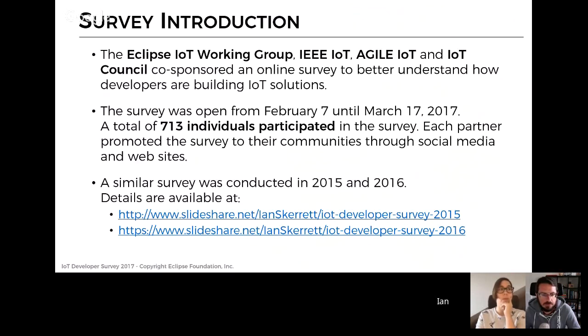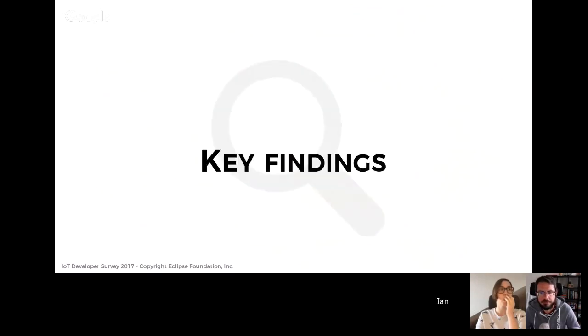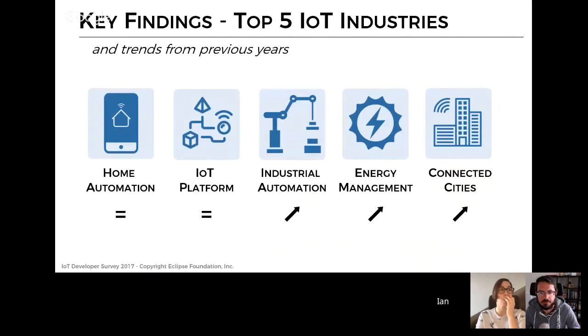The nice thing about this is that it's the third time we've done this type of survey, so we can start to look at some comparisons, and we'll go through some of the details. But if you want to see the detailed reports from previous years, there are the links for you. So just quickly, some key findings that we're going to go through. We're seeing an interesting increase in different industries that are involved in IoT and participating. So we're going to go through some of that information.